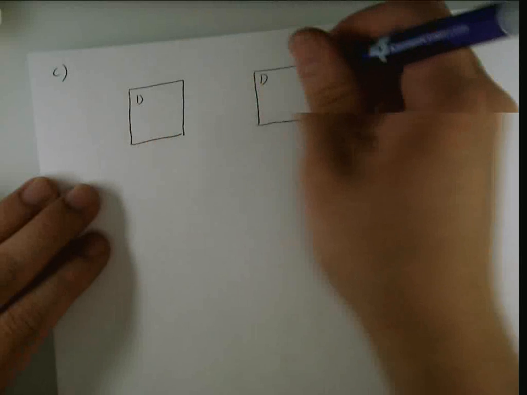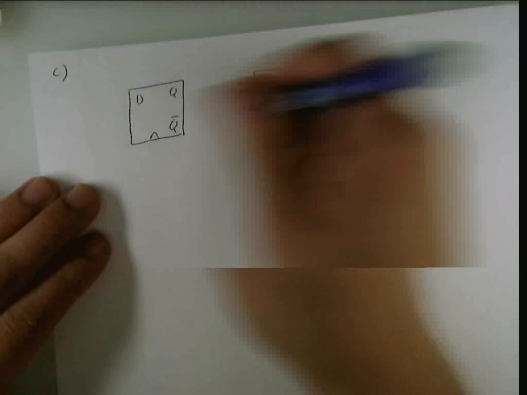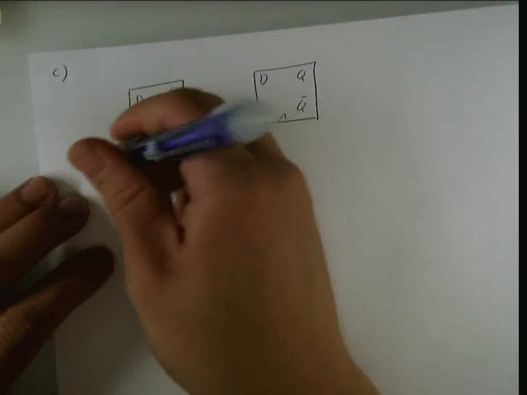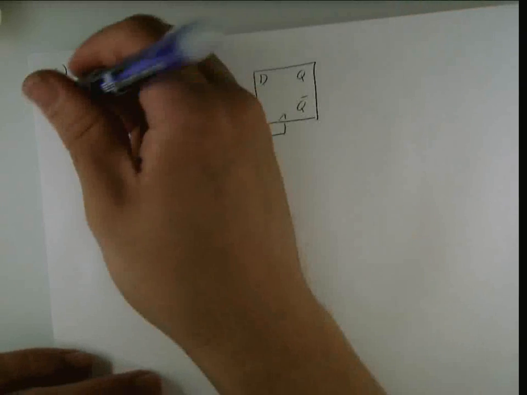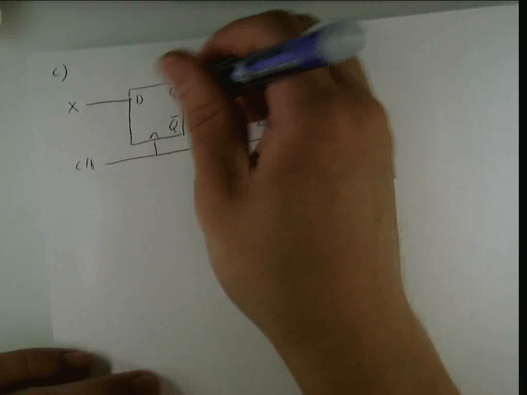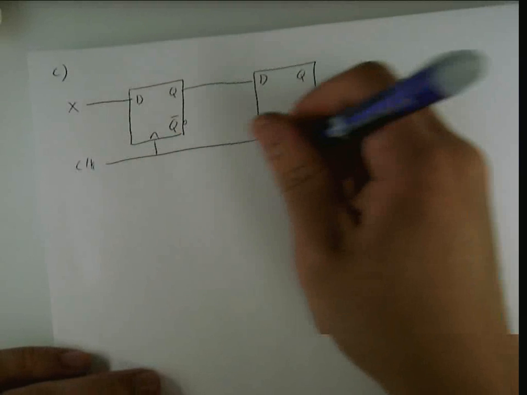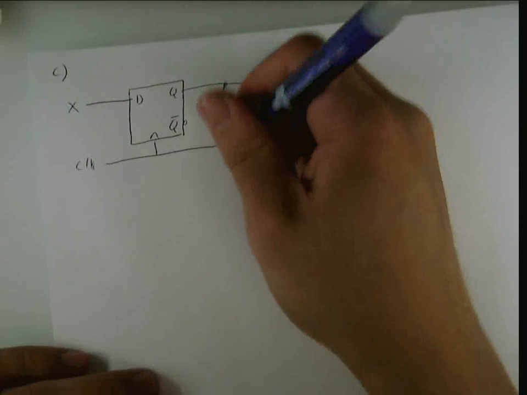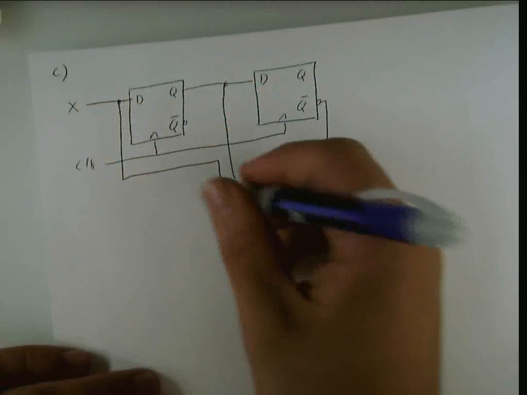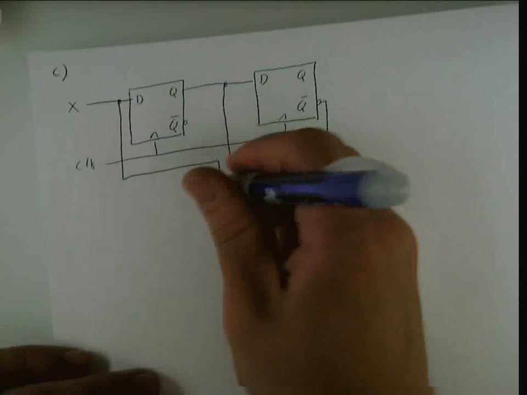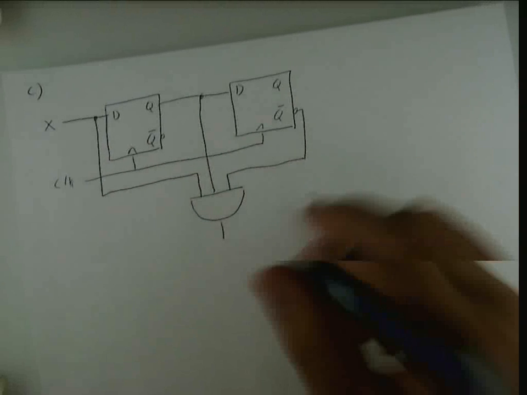D, D, Q, Q bar, Q, Q bar, clock, clock. And basically I'm going to need to detect when this is 0, this is 1, and the input is 1. So this goes in. So 0, 1, 1, and this all together. And if you're paying attention at home, this is actually more minimal than our minimal design.